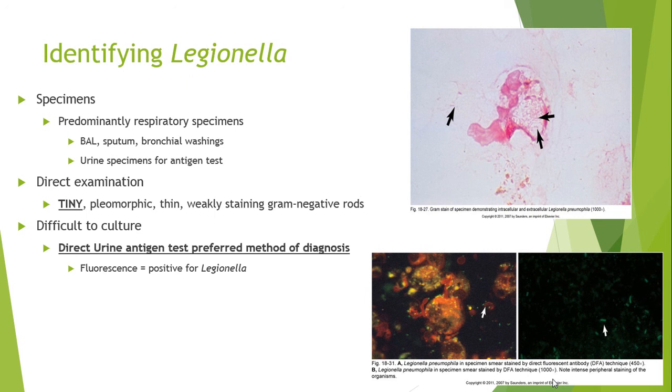Here's a fluorescent test. Fluorescent tests are useful for tiny organisms that are hard to find. Like your TB, they'll do a fluorescent test for TB. If it fluoresces, it's positive.